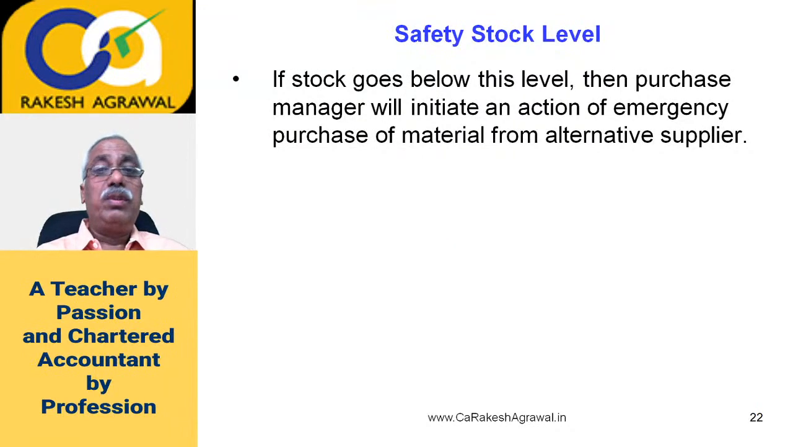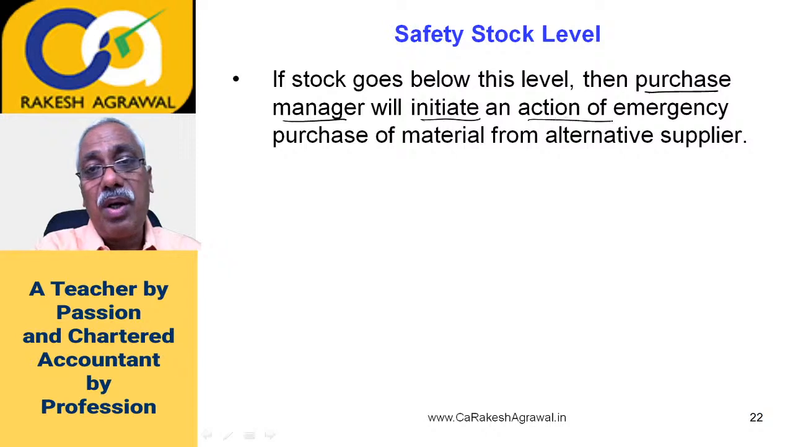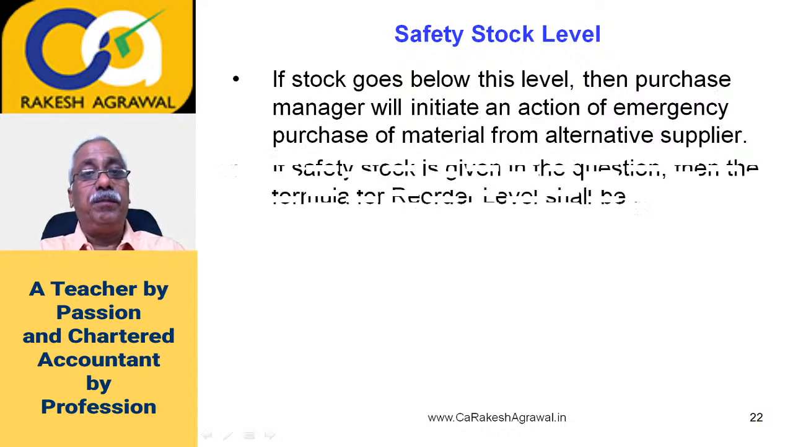Now, if stock goes below this level, by consuming the raw material, then what does the purchase manager have to do? The purchase manager will initiate an action of emergency purchase of raw material from an alternative supplier. That is the reason why safety stock level is fixed. If your stock level goes below safety stock, then you will take emergency action of purchase from an alternative supplier to avoid the stock out.